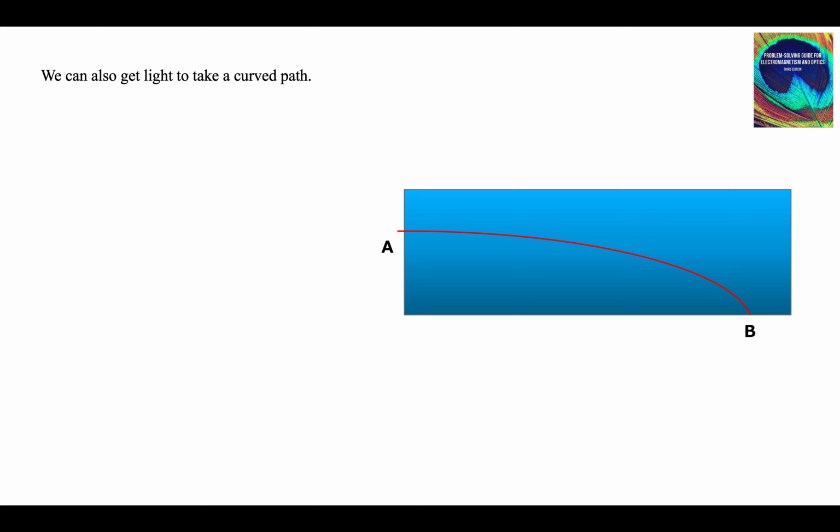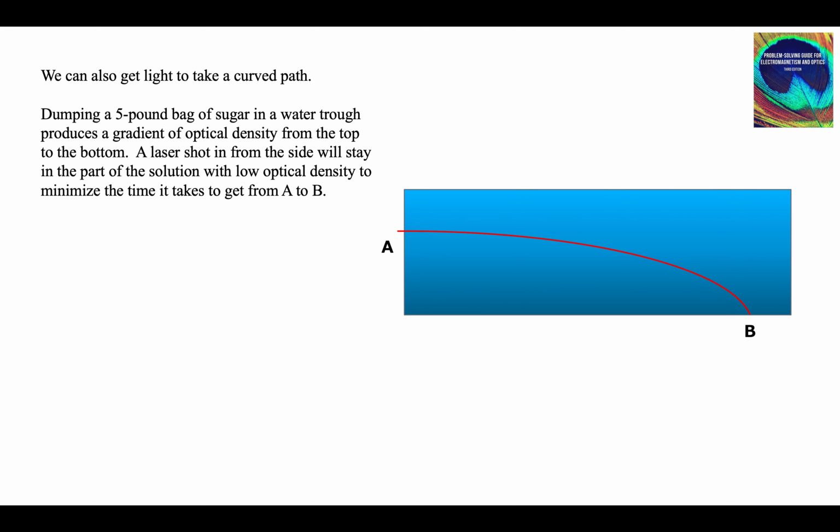So it takes this shortcut. We could also get it to take a curved path. If we dump a 5-pound bag of sugar in a trough of water, there'll be this gradient of optical density. It'll be goopy at the bottom. So you shine a laser in to get from A to B. It'll stay up in the low optical density material and then dip down to minimize the time. And if you want to get cute, what we do is you put a little mirror here. If you put a mirror here, then you can get the light to bounce at B. But it's always traveling the path that takes the least time.